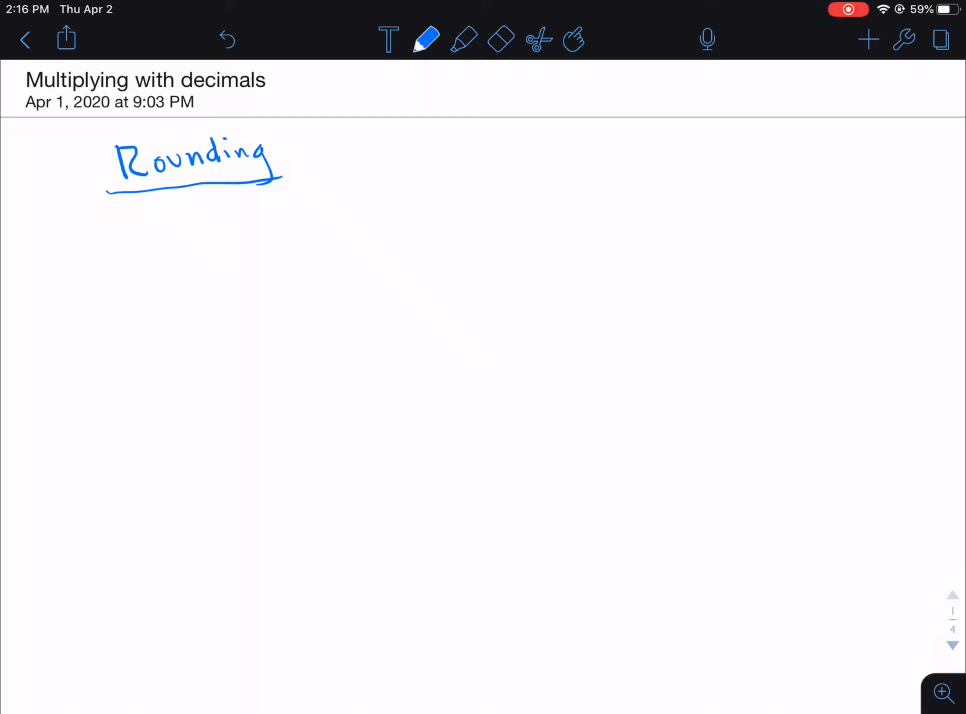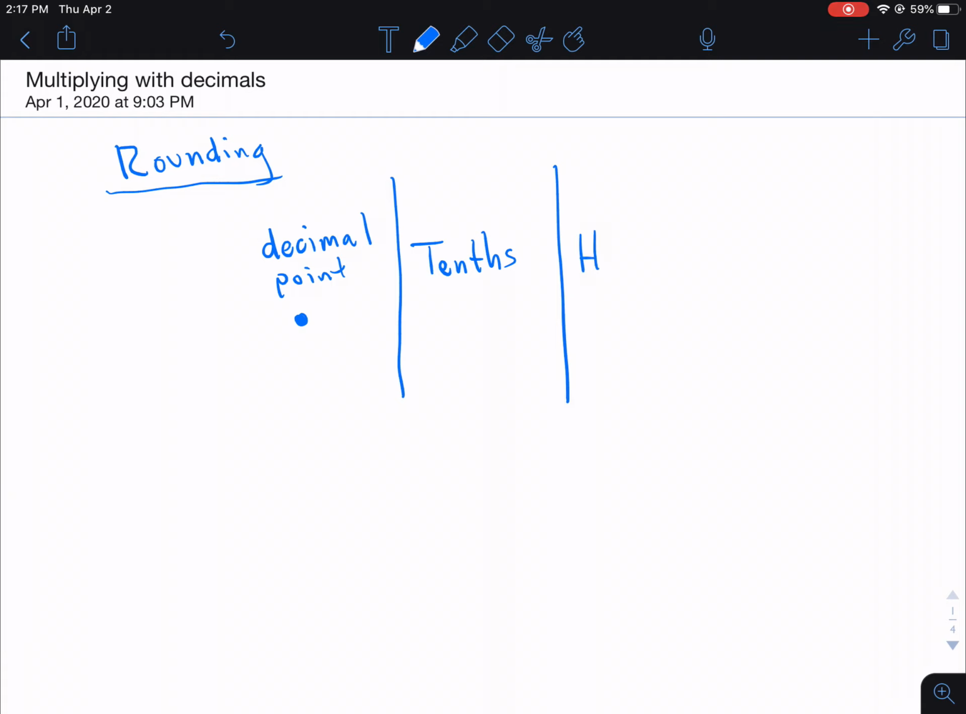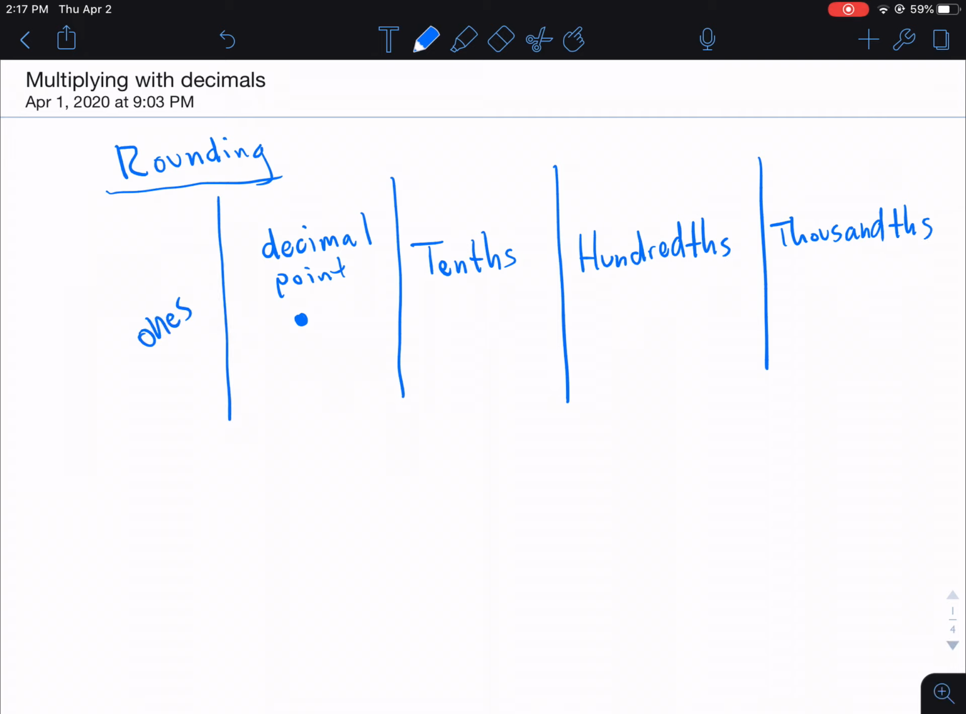Rounding. If you remember, we always start off with the decimal point. You got to know your place value. Decimal point. And what's to the right? What goes one time to the right? That is called the tenths. Then you have the hundredths place. And then the thousandths place. To the left, you have the ones, the tens, the hundreds, the thousands, and so on.